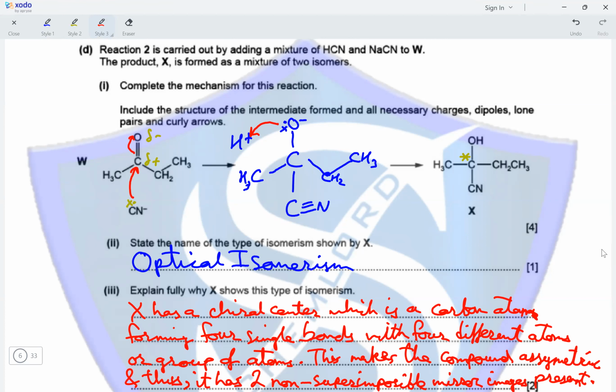So optical isomers are non-superimposable mirror images of each other. So if it has two structures which are non-superimposable mirror images of each other, this is the explanation of why compound X shows optical isomerism.